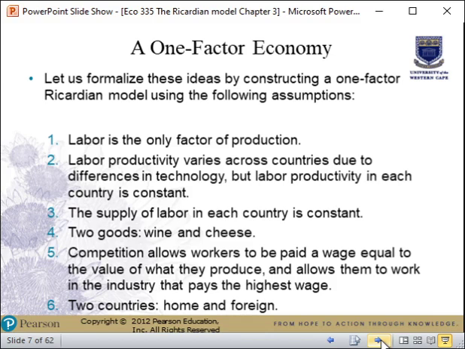Assumption number 5 is that competition allows workers to be paid a wage equal to the value of what they produce and allows them to work in the industry that pays the highest wage. In this case, there is no profit and workers are free to move within industries in search of a higher wage. The sixth assumption is that there are only two countries in this world, right? And for our sake, we are going to use home and foreign to represent the two countries.